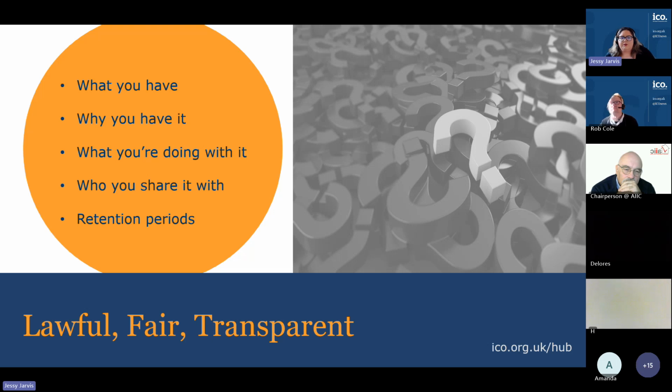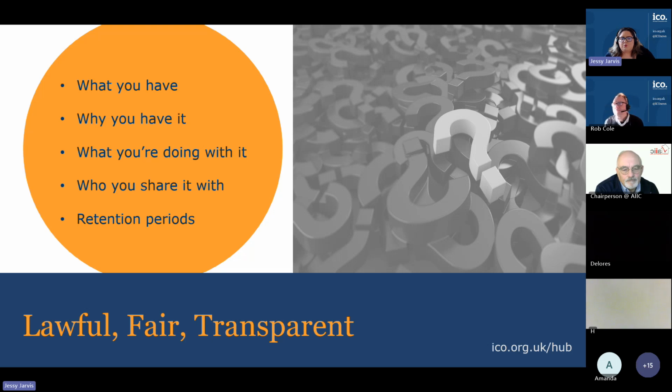So I said I was going to focus in on lawfulness, fairness and transparency, which is the first data protection principle. And this one's crucial to getting personal data processing right and doing it compliantly. So when you are a controller, you must be clear and honest about what you do with people's data. So when you're collecting data, you need to tell people what you're collecting, why you're collecting it, what you'll do with it, who you'll share it with, and how long you'll keep it for. And the best way to do this is normally through a privacy notice.